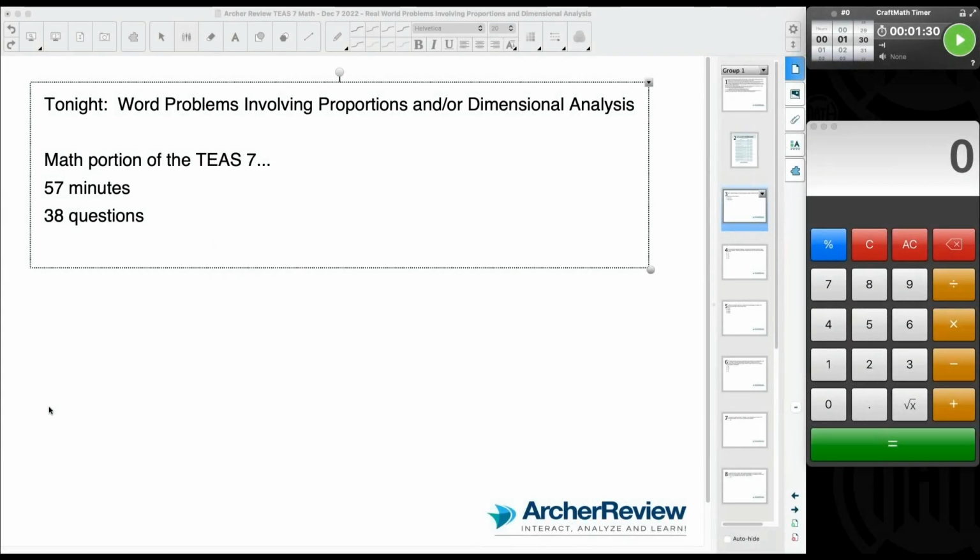Good session tonight. Proportions and dimensional analysis. Nothing but word problems tonight. So I'm really looking forward to this. I really hope, and I think, you will find this helpful.